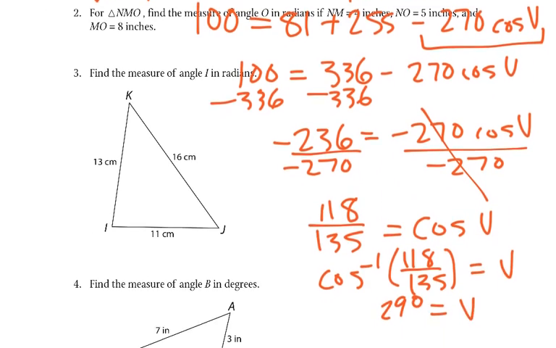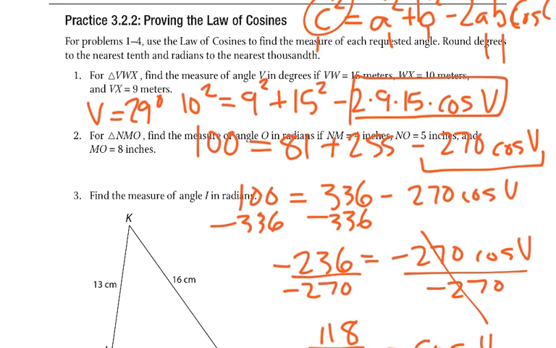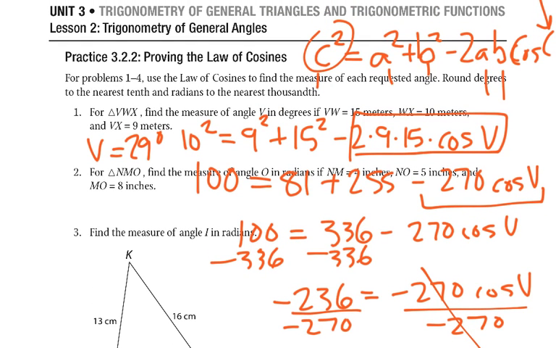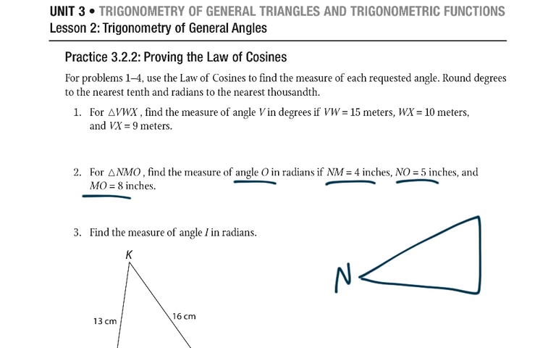So yeah, quite a lengthy process, but hopefully not too complex once you get the formula. It's all about just getting that formula down and using that to find your answers. So number 2, same idea. Find the measure of angle O if NM equals 4, NO equals 5, and MO equals 8. The only thing you need to make sure you understand, and this is why I say draw the picture, is which pieces belong where. So NM is 4, NO is 5, MO is 8, and we want O.